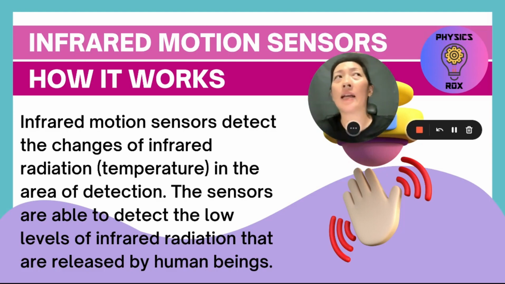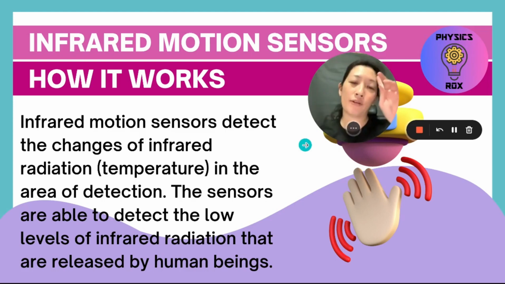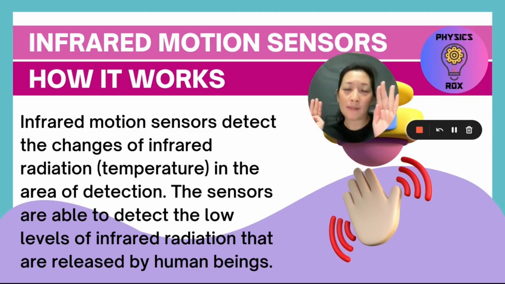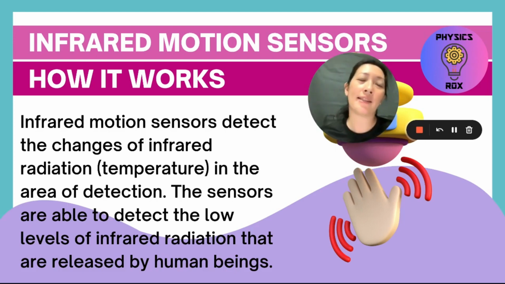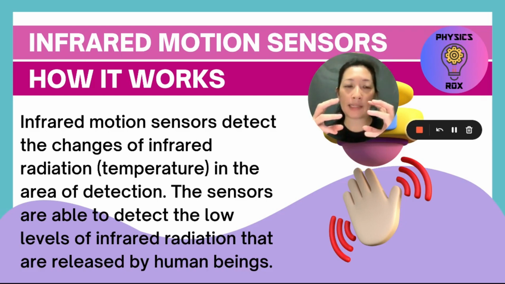One of my students did ask, but what if it's on a very hot day? Now, remember, the infrared motion sensors detect the changes of the infrared radiation. So if it's a hot day, everywhere is pretty much hot. But if someone comes along, it becomes even hotter, right? So then it says, oh, something's there. Ding, right? And depending on how the sensor is calibrated, sometimes they will only open when there's a significant change.